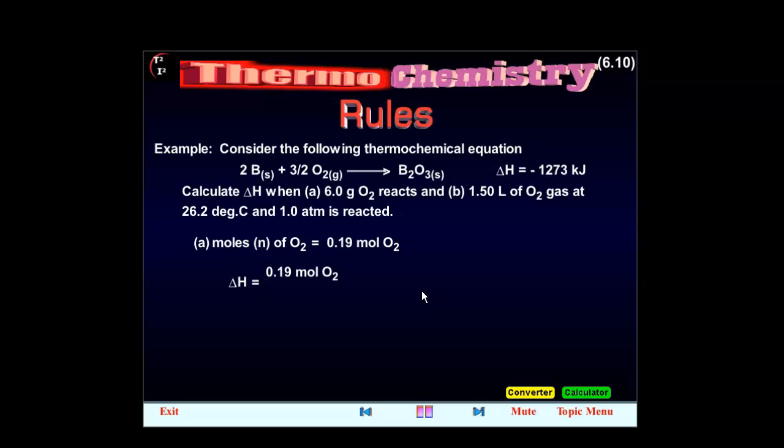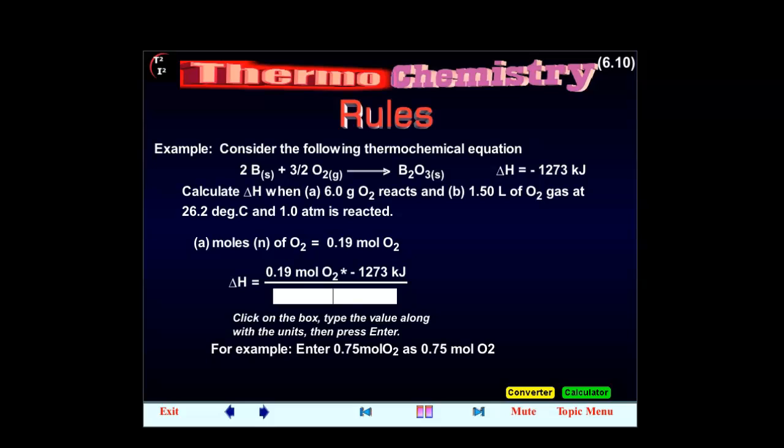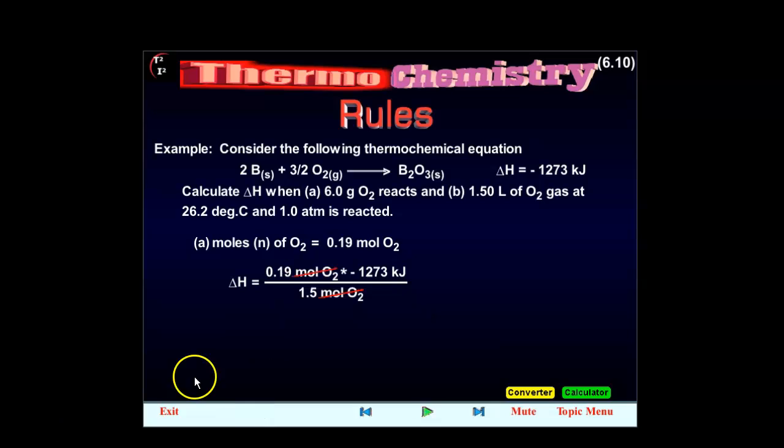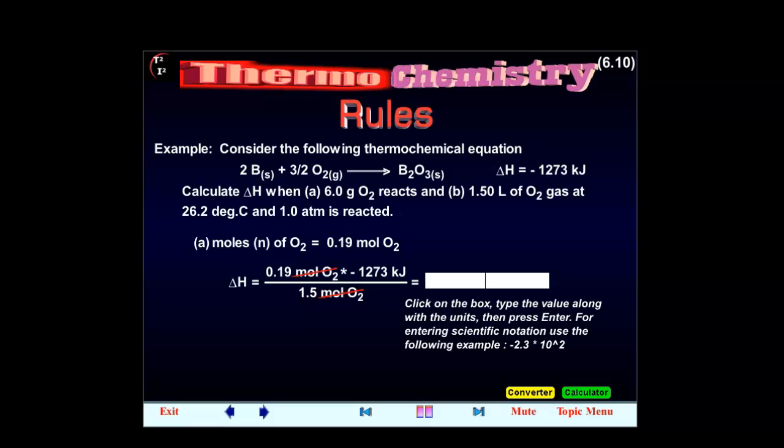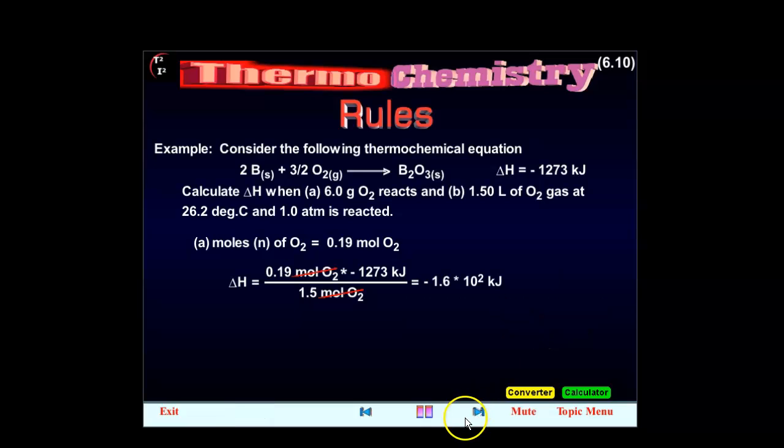Delta H equals 0.19 moles O2 times negative 1,273 kilojoules divided by 1.5 moles at the bottom. When you solve that, the delta H is negative 1.6 times 10 to the second power kilojoules.